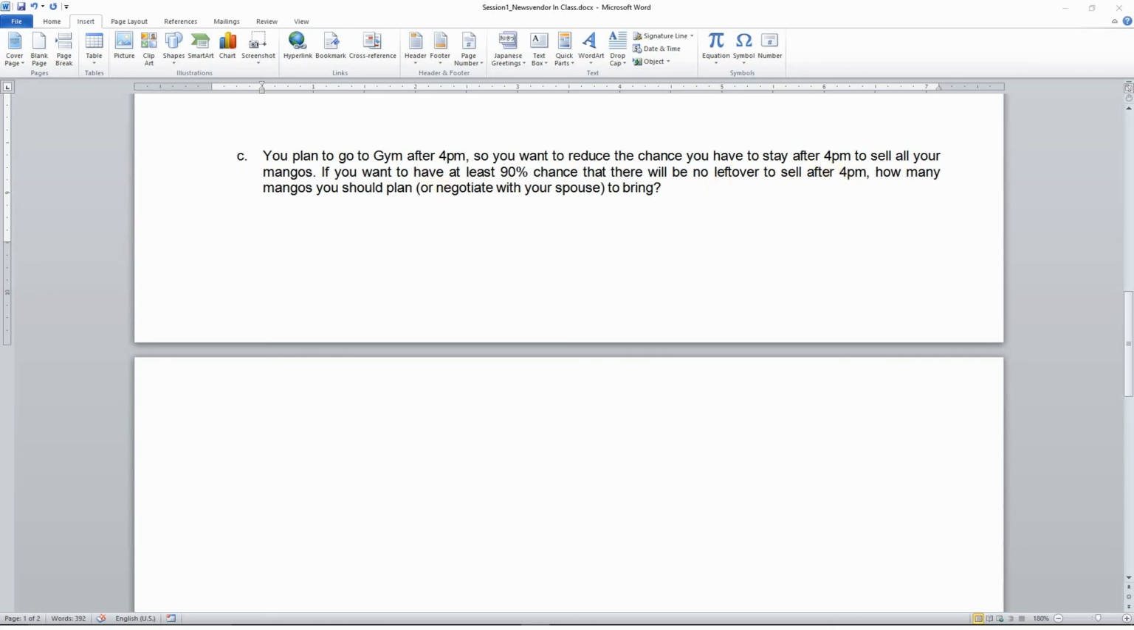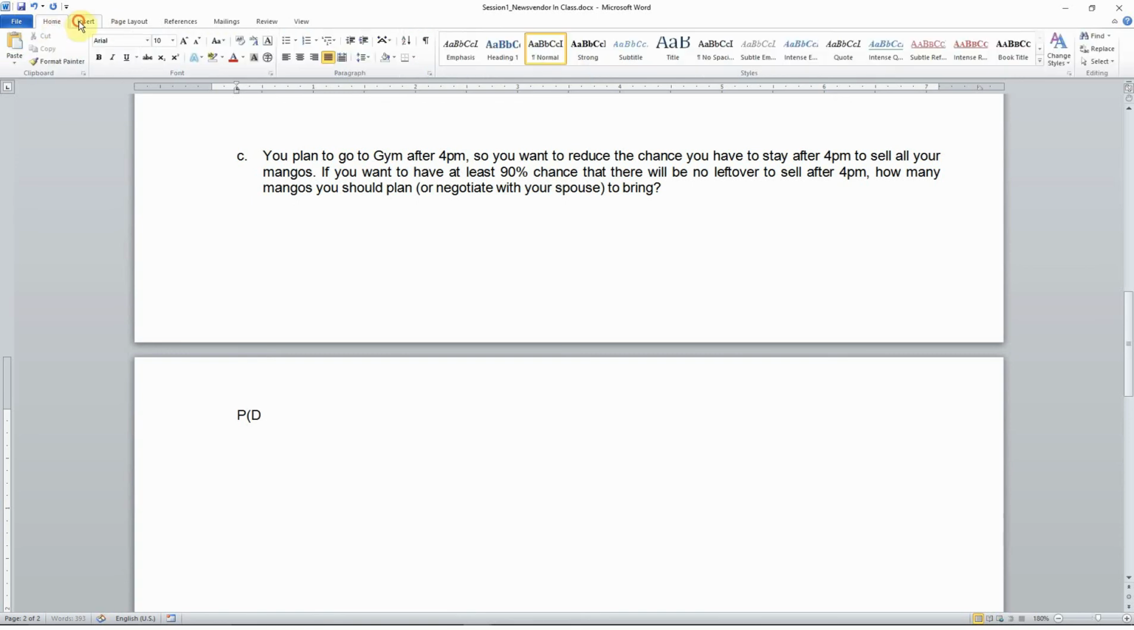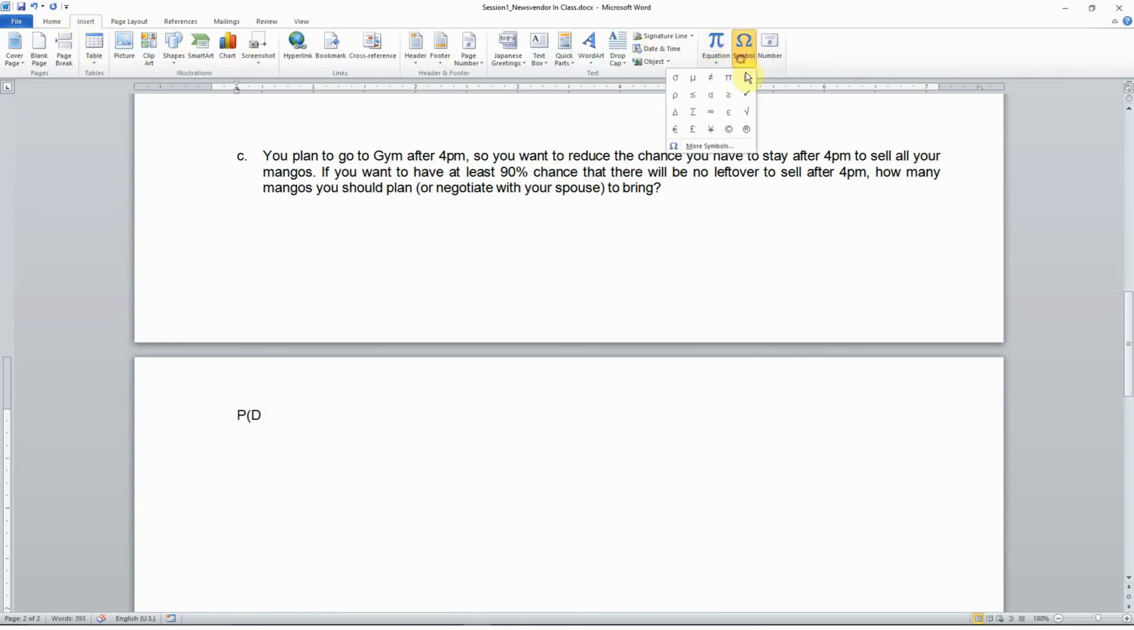Okay, so the question really is we want the probability that demand is greater than or equal to a certain amount, which we don't know, to equal 0.9. So we're just back to our standard statistics kind of problem. How do we figure that out?